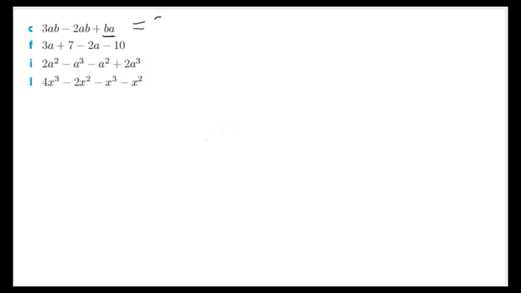So I'm going to start by saying 3AB minus 2AB plus AB. And all of a sudden, it makes sense. They are all like terms. Why is this possible? Because if I say 2 times 5, this is the same as saying 5 times 2. They are both equal to 10. So if I say A times B, it is the same as saying B times A.